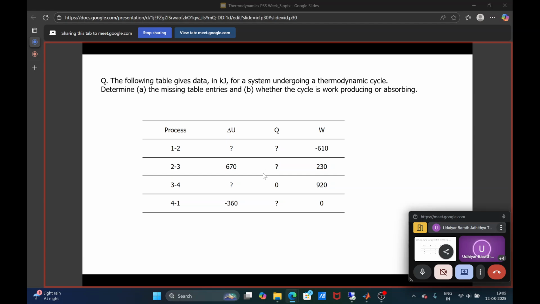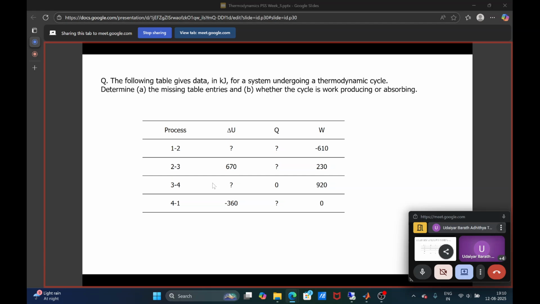So just like previous one, how will you do this? First we cannot do, we'll consider each of the processes first, because you can apply first law for each of the processes. So first one, there are two unknowns, so we cannot find. So we'll go to process 2 to 3 first. So we have delta U, the only unknown is Q, we know W, so we can find out Q. So delta U is Q minus W. So we get 670 minus 230, so we get 440, so that is Q.